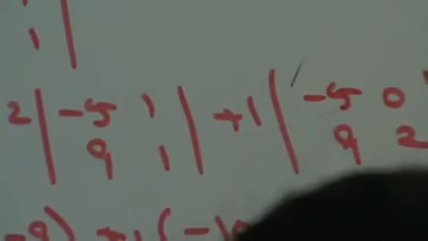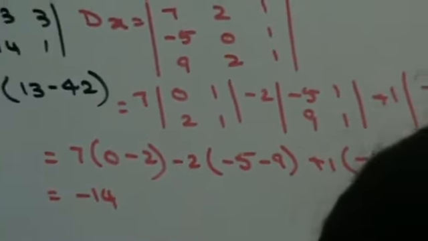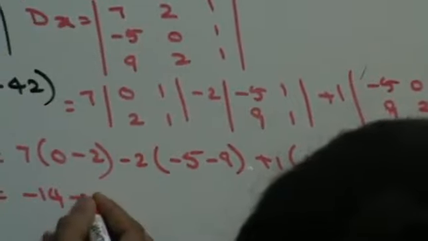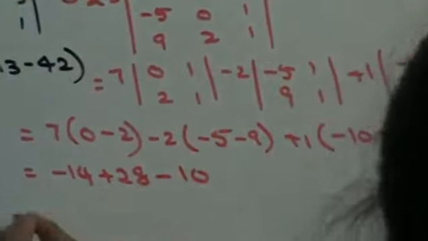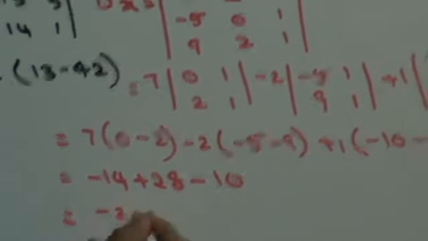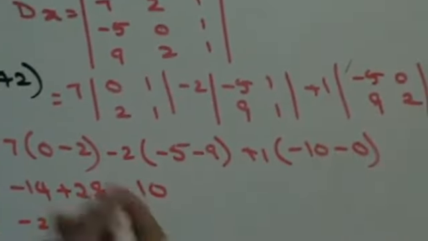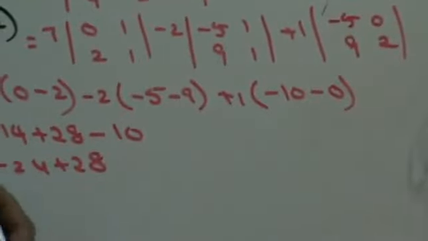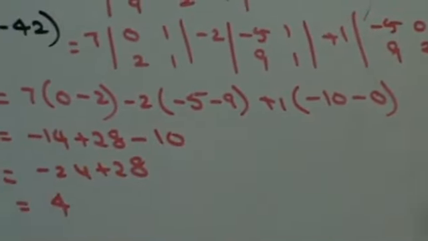minus 10, minus 0, right. So in that case this is minus 14, this is 9, 10, 14, minus 14, minus 2, plus 28, minus 10. This is minus 24 plus 28. So this is going to be 4.